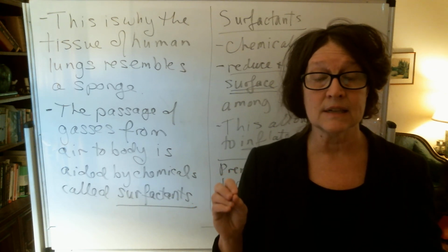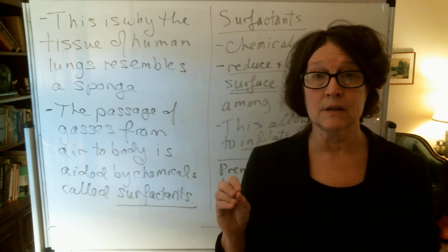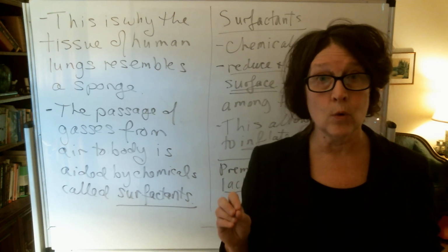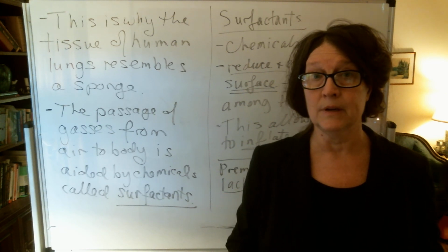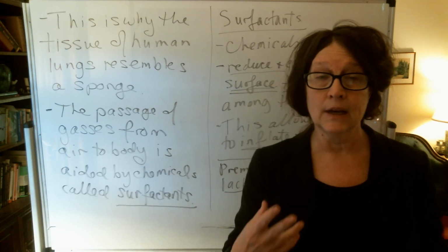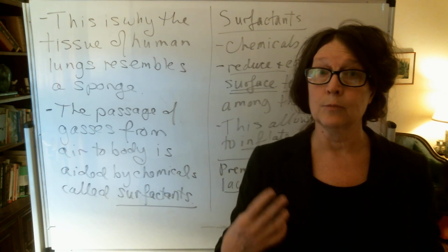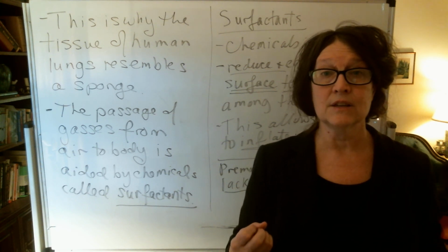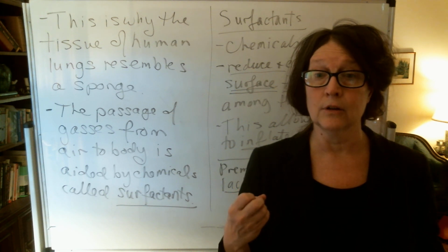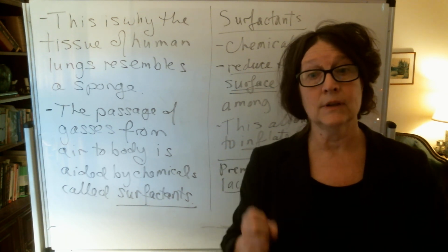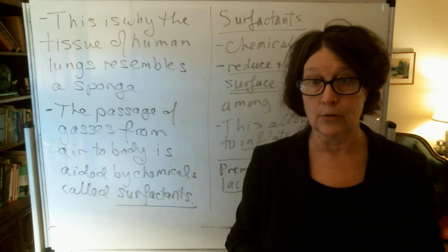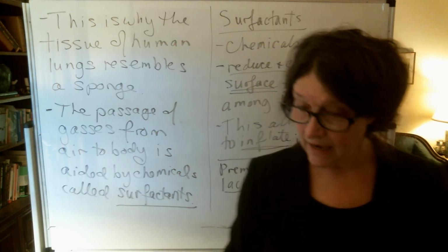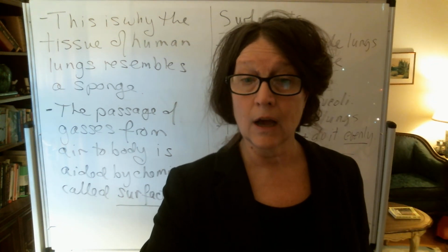So these days, as I said, we can keep those babies alive, but that is one of the dangers to premature babies, is that they have not yet started producing surfactants, and as a result, they can't inflate their lungs by themselves. So we have to give them the surfactants in order to allow them to do that. And that ends our lecture on alveoli.